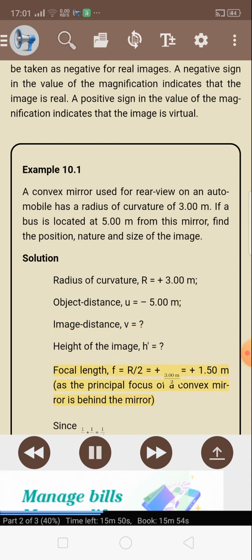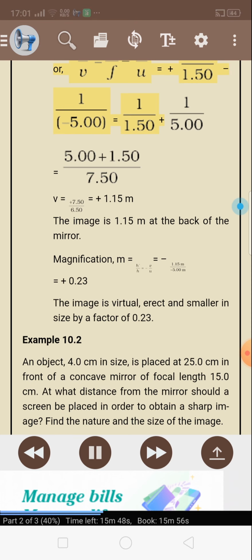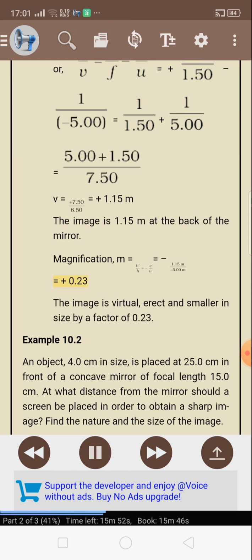Focal length f equals R by 2 equals plus 1.50 meters, as the principal focus of a convex mirror is behind the mirror. Since 1/v plus 1/u equals 1/f, v equals plus 1.15 meters. The image is 1.15 meters at the back of the mirror. Magnification m equals plus 0.23. The image is virtual, erect, and smaller in size by a factor of 0.23.